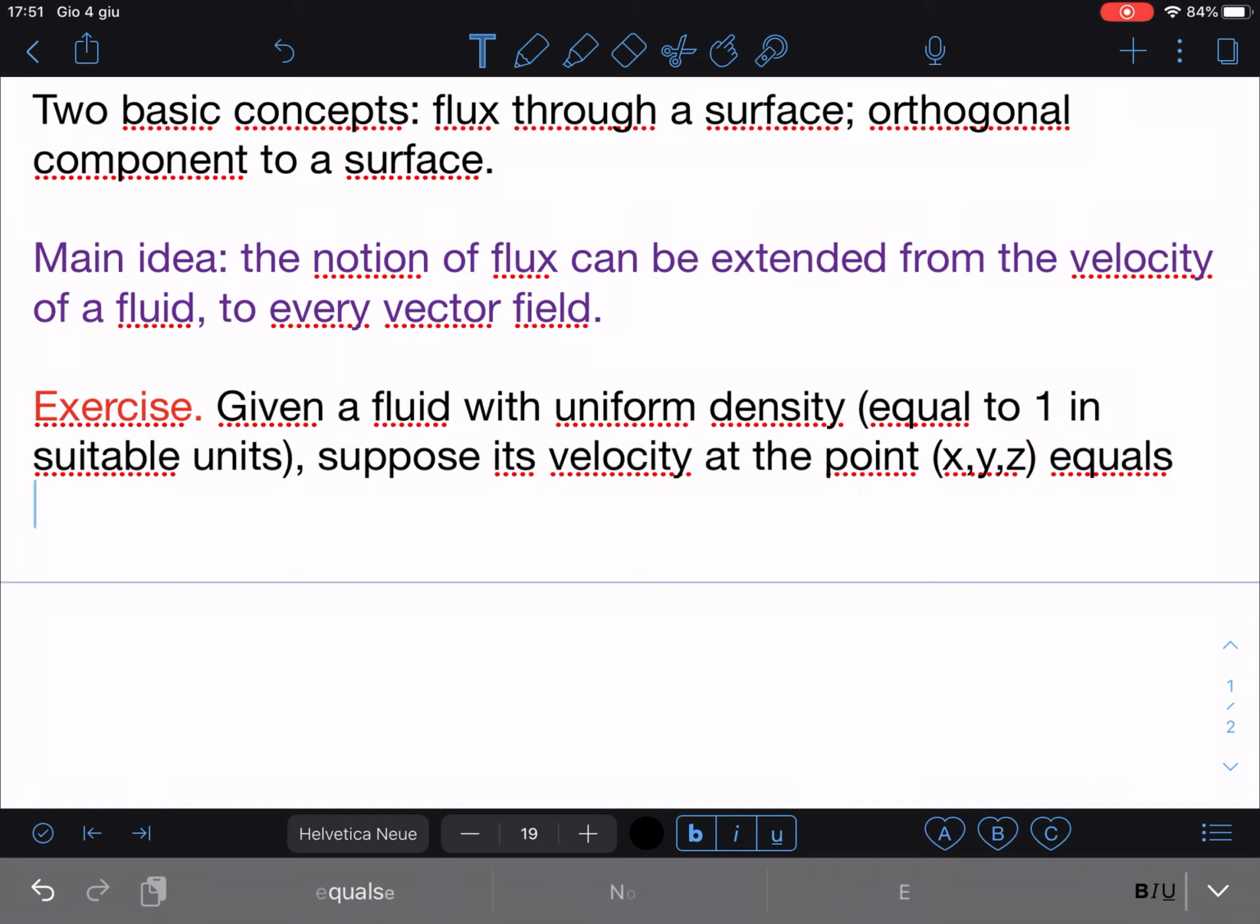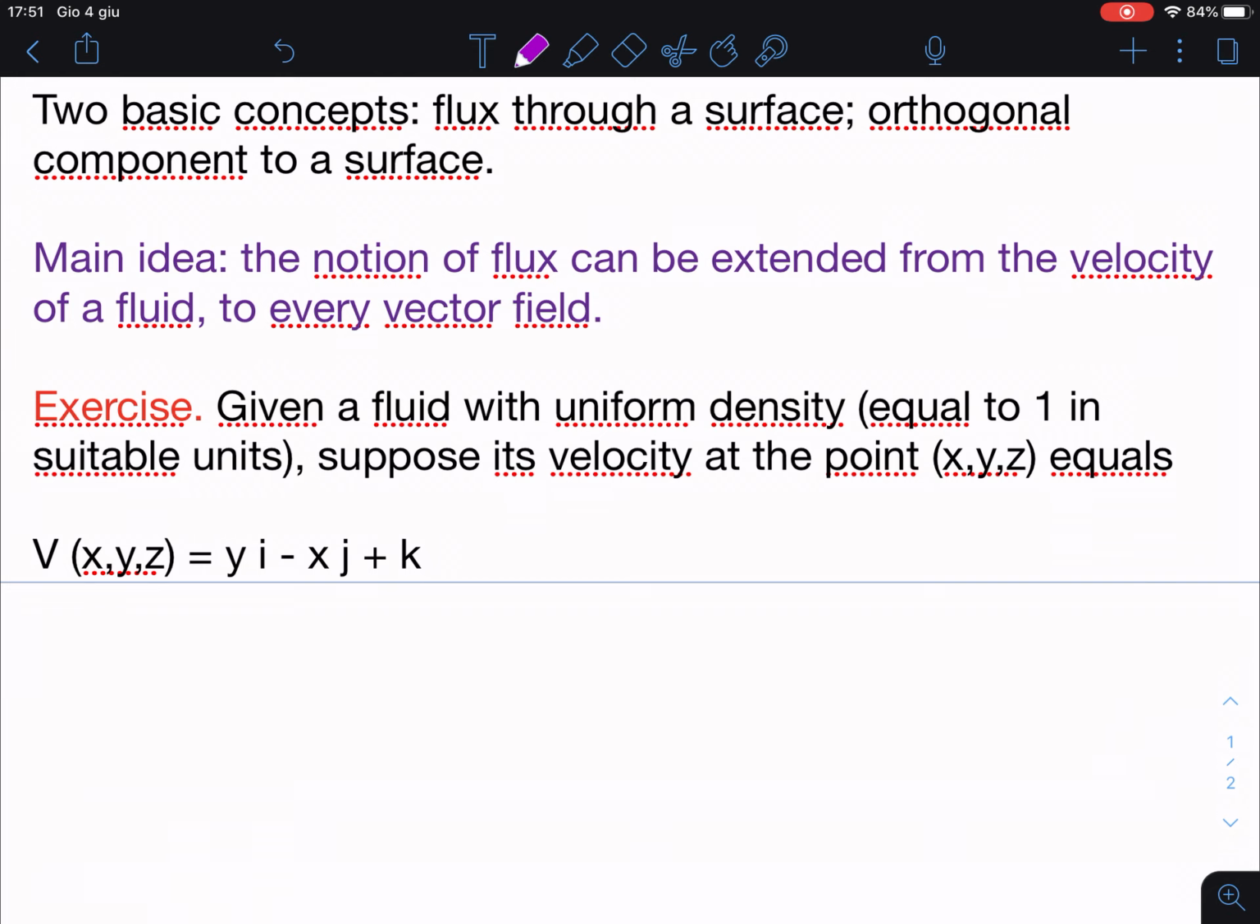equals what? So here you take velocity of x, y, z, and velocity is a vector, then I will put vector, is equal to y along the vector I minus x along the vector j plus k. And here I want to adjust a bit the way of writing, because v is a vector, is a velocity vector. I, j, and k are the usual unit vectors along the x, y, and z axis. Okay?